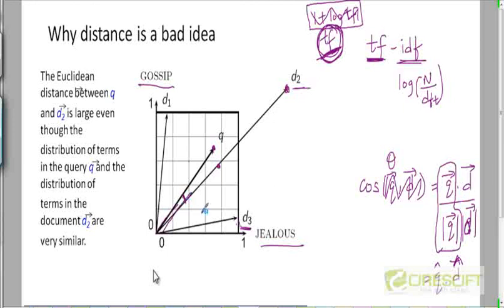But in either case, you will be measuring the angle between the two vectors, or more specifically the cosine of the angle. And if you do that, then you can see that D2 will appear somewhere over here. So the angle between Q and D2, or even if you're directly measuring the angle without normalization, is very small, whereas the angle between Q and D1 and the angle between Q and D3 is large. That means Q and D2 are closer to one another than Q is to D1 or D3. D2 is the most relevant document here.